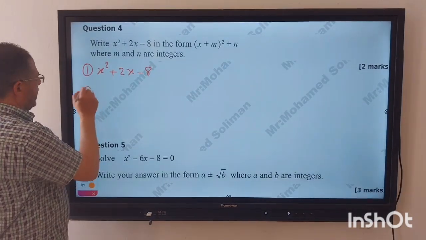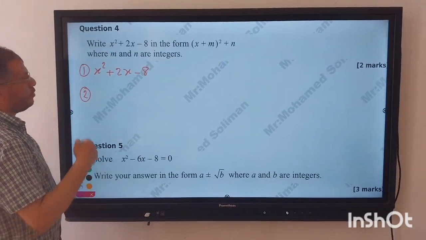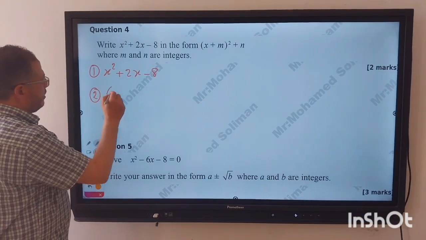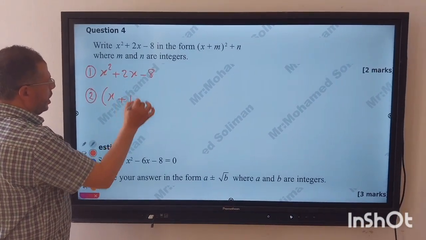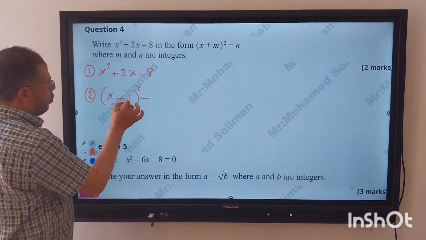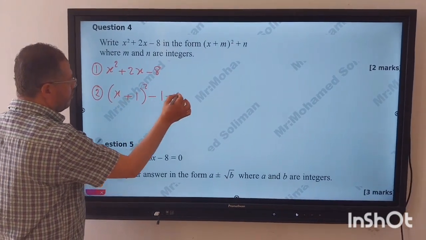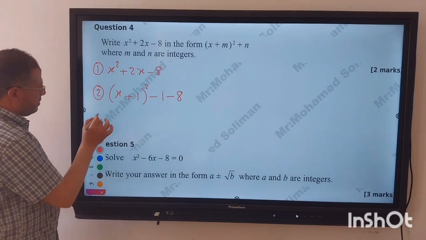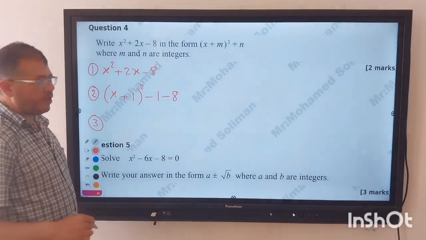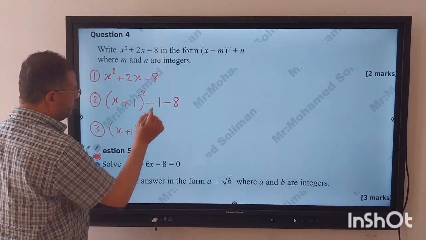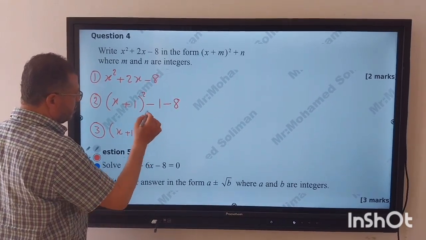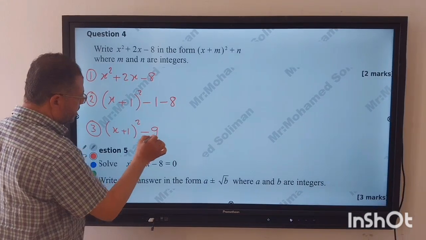Next one, I have to fill the form of completing the square. So I have to put here x, then 2 divided by 2, it will be 1, then put the square, minus 1 power of 2, it will be 1, minus 8. Number 3, after that simplify and combine like terms. So it will be x plus 1 power of 2 minus 1 minus 8, it will be minus 9.